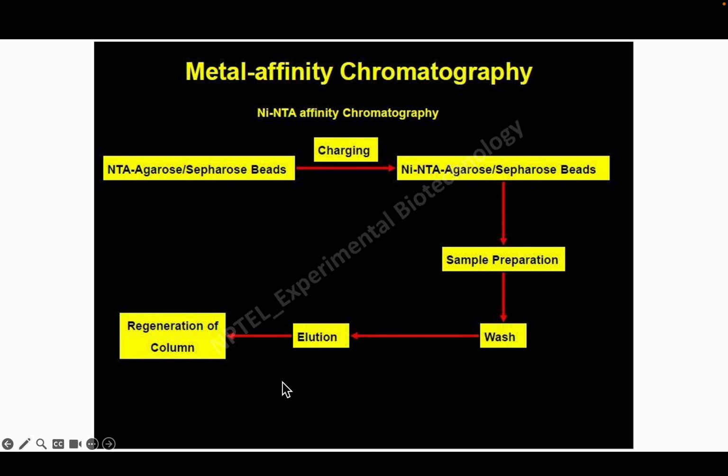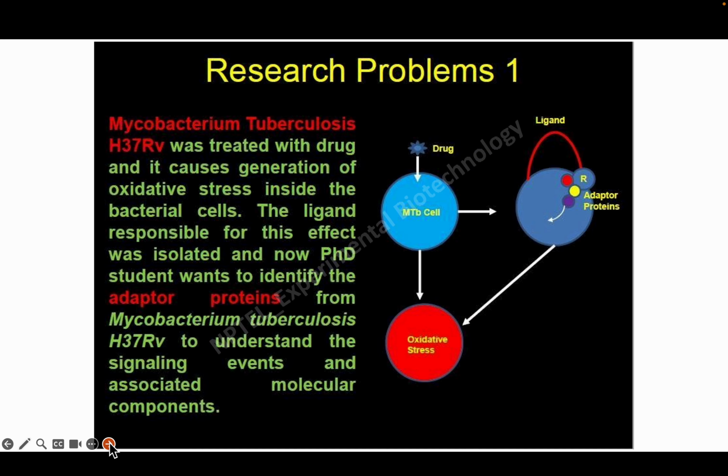Okay. Now metal affinity chromatography. An example is Ni-NTA affinity chromatography, because Ni2+ is a metal. We use NTA agarose or Sepharose beads. You are doing charging, so Ni-NTA beads are charged with the Ni2+ metal. That is Ni-NTA agarose Sepharose beads. You apply the sample and then do the same process.